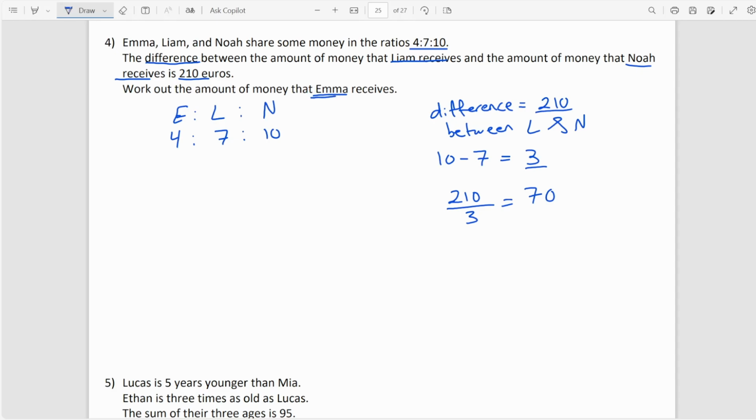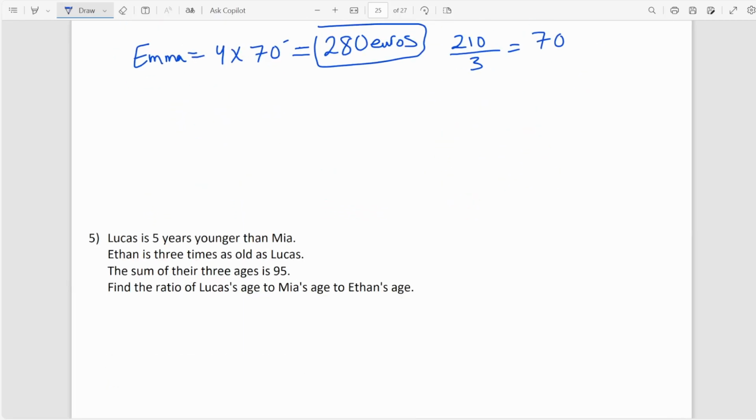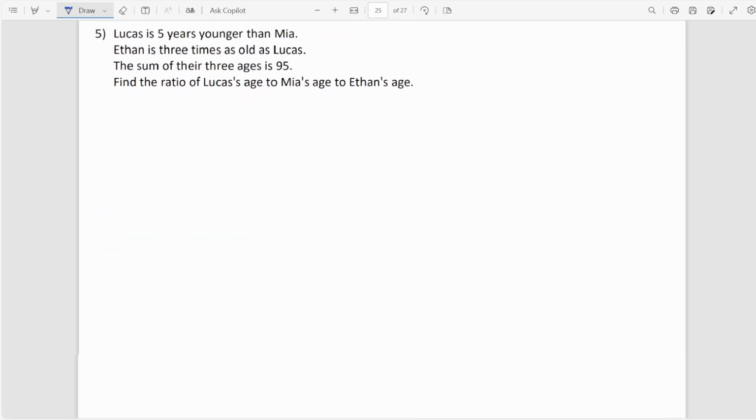Okay. So that's it. Now, work out the amount that Emma receives. Emma would receive, she has 4 parts, and each part represents 70 euros, and so 4 times 70 will be 280 euros. All right, so hopefully this question was clear. Moving on to question 5.